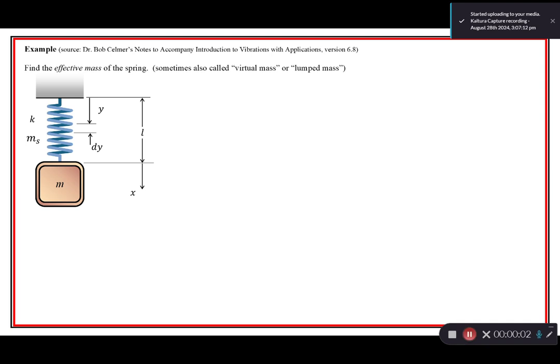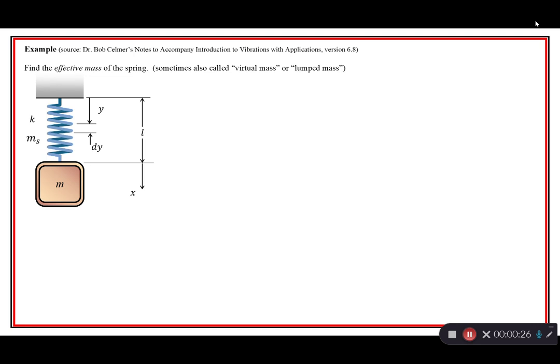All right, another example in the energy methods in week 2 for vibrations, and this is one that comes from Dr. Bob's notes, although I redrew the thing. We want to find the effective mass of the spring. So this is an interesting one. We're going to use the energy methods to be able to do this.